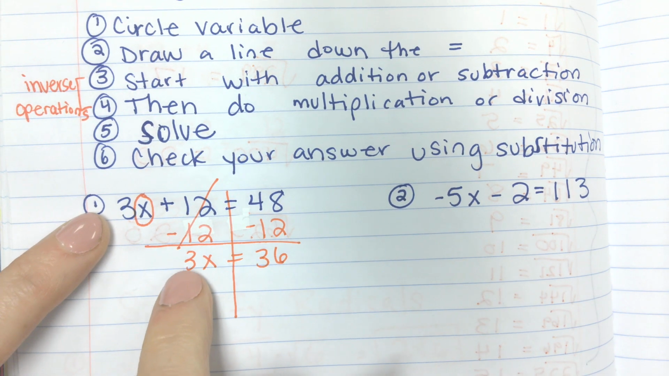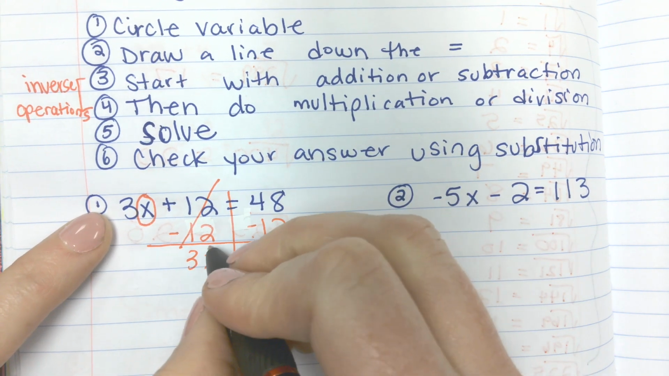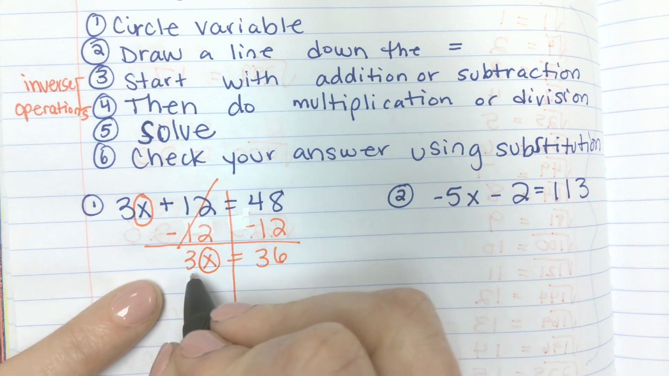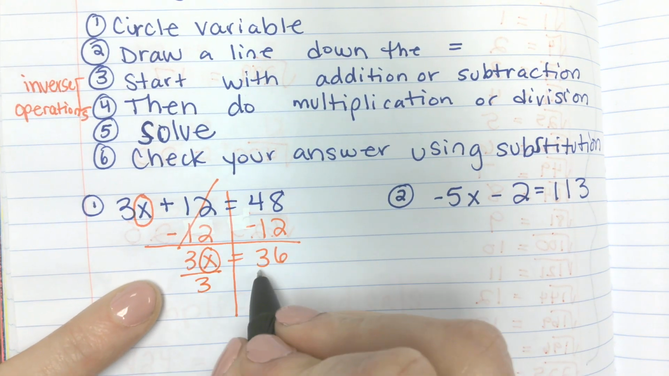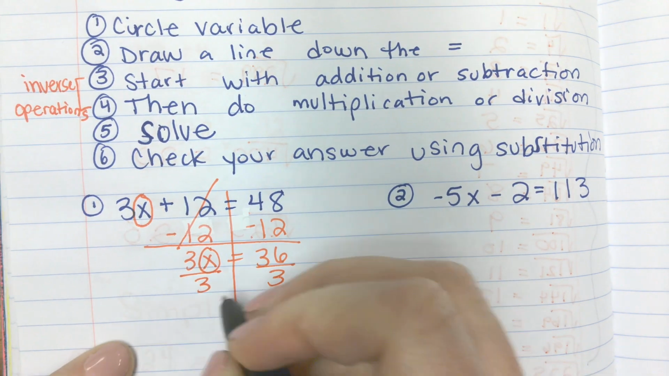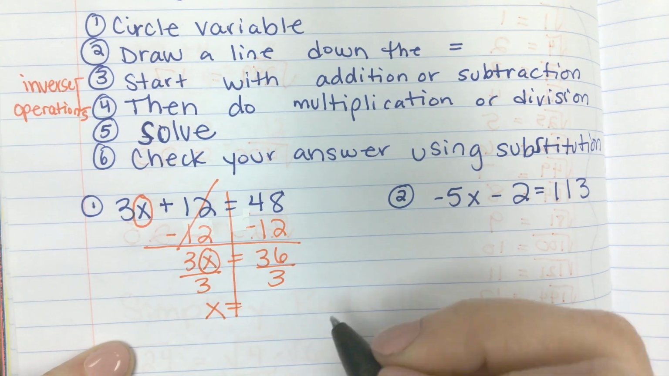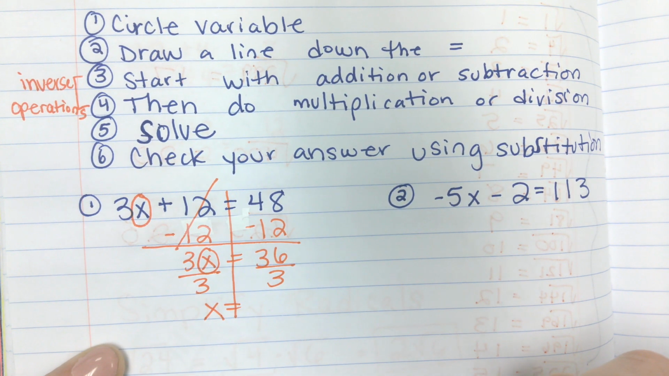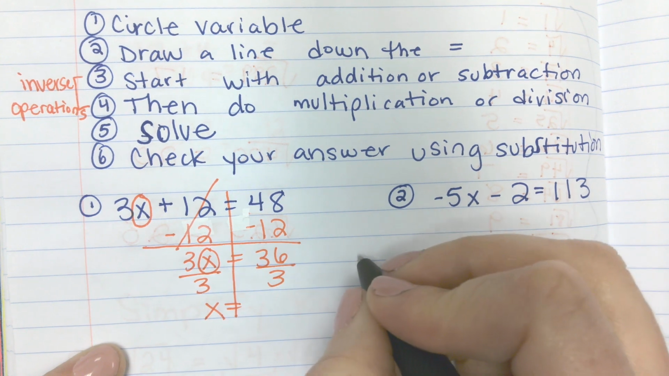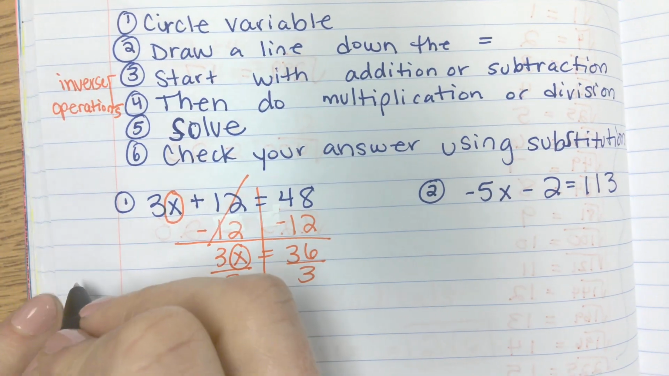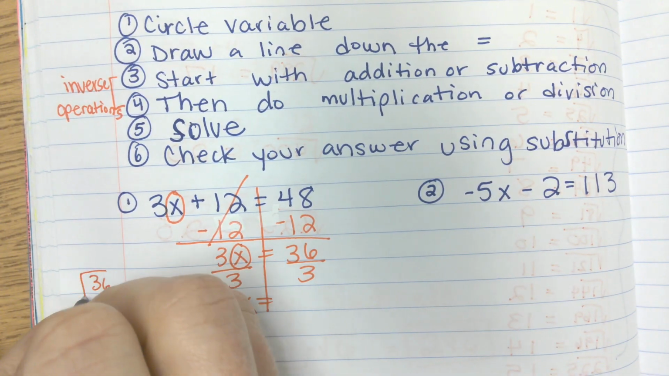Now I do multiplication or division. This is multiplication. I'm going to circle my variable again. This is multiplication, so that means I'm going to divide by 3 on both sides. So if we're not sure what 36 divided by 3 is, we're not using a calculator. We are dividing. So I'm going to just come over here and do that.